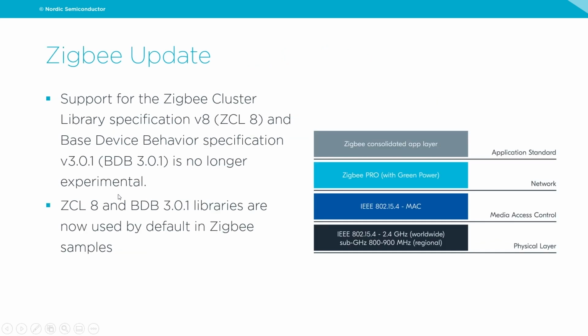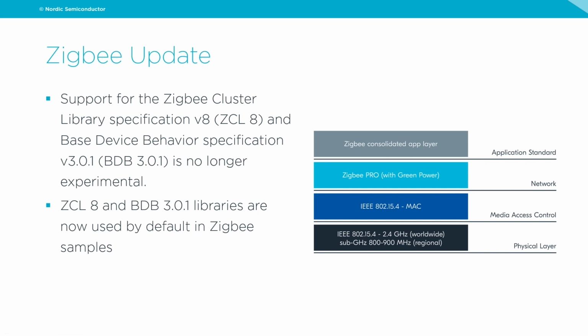Let's talk now about Zigbee updates. In this release of the nRF Connect SDK, we have support for the Zigbee Cluster Library version 8 and the Base Device Behavior version 3.0.1, which is no longer experimental. These two specifications are now used by default in the Zigbee samples in the SDK. It's worth noting that they represent the Zigbee consolidated app layer, the one tested during the Zigbee product certification.